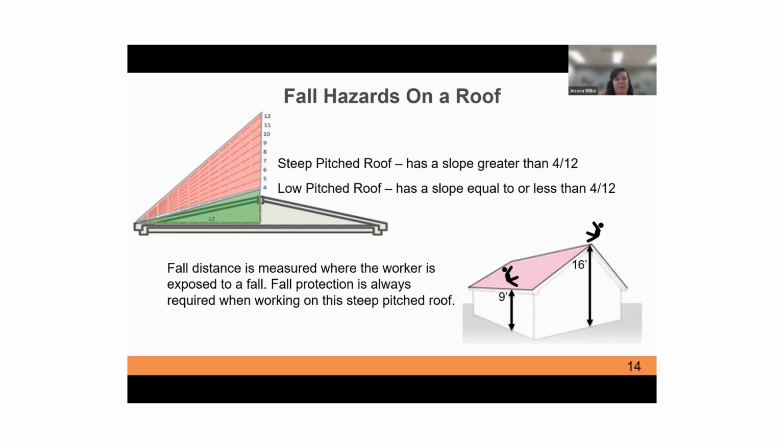just from looking at the house. The fall distance that's going to be measured by compliance officers or consultants is going to depend on where the exposure is. So is the employee working up on the ridge at that 16-foot level, or are they working in the middle of the roof where they might slide and fall off that 9-foot eave? That's what your officers are going to be looking at and how they get those measurements.